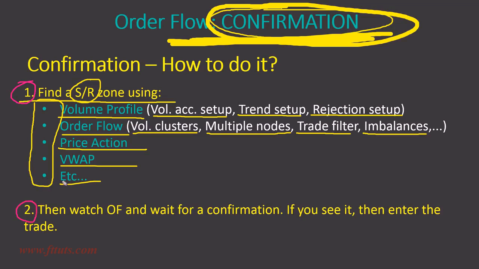So as I said, the first step is to find a support or resistance zone. And when the price reaches this support and resistance zone, then you want to watch the order flow and wait for a confirmation. When you see the confirmation, then you enter your trade. That's how confirmation works. That's how you do it. All right.